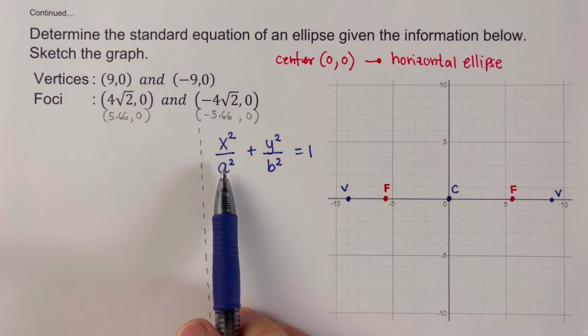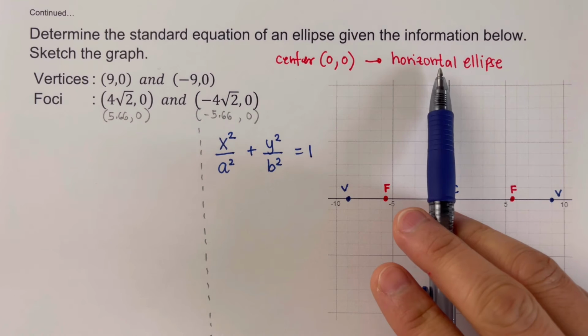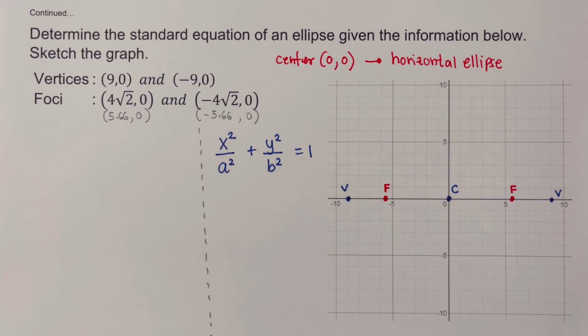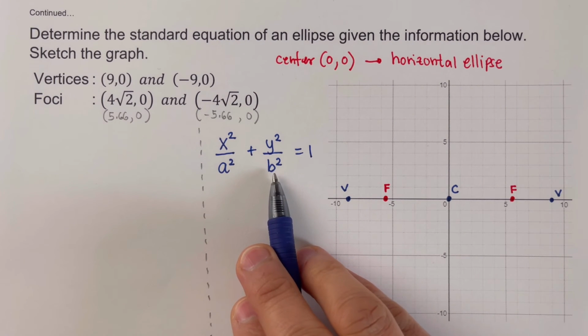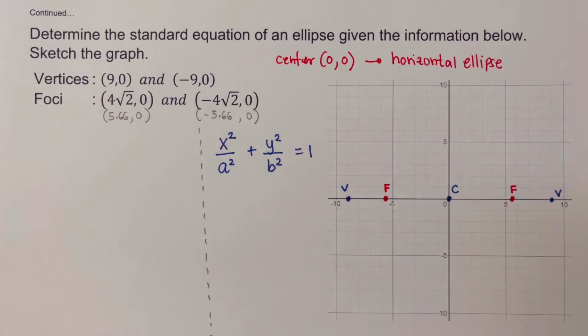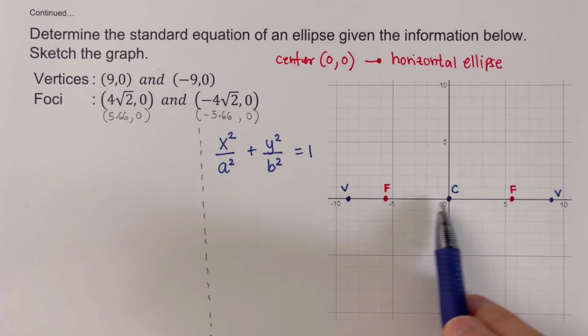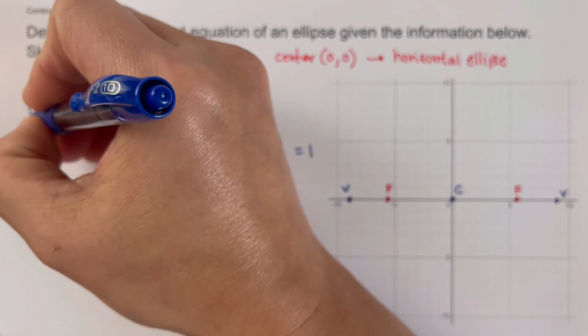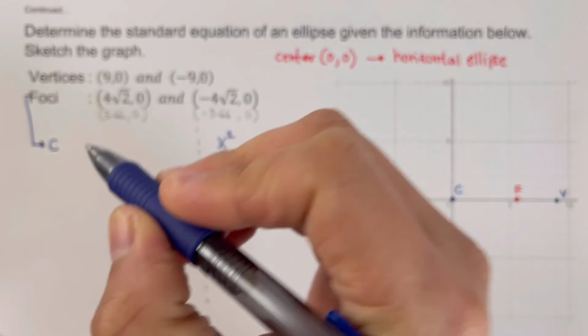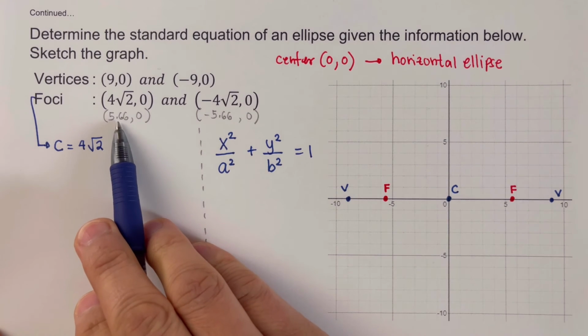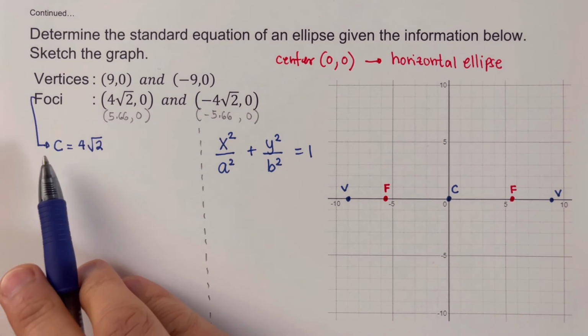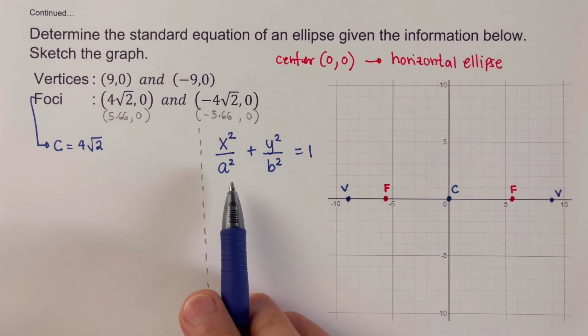Now, again, notice that our a squared, which is the bigger value, is under the x squared, since this is a horizontal ellipse. So in this case, we need a squared and b squared so that we can get the equation for this ellipse. We remember that the location of the foci is represented as letter c. And so we can say that our c value here is 4 square root of 2, or approximately 5.66. But we don't really directly need c to determine the equation. We need a and b.